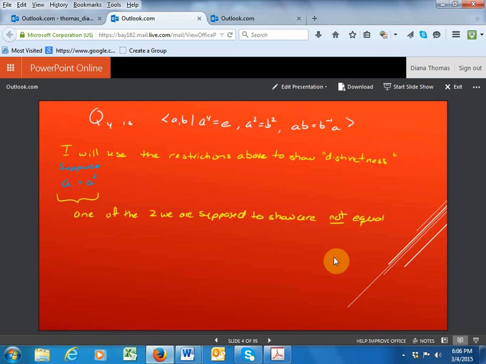Well, I started with: suppose A is equal to A squared. I wanted to show these were distinct, so you're supposed to show they're not equal. It's basically the cancellation law. If they're equal, then I come up with A is equal to E. But then B would be A, and then A and B won't be distinct. But in the presentation up at the top, it clearly says that A and B are distinct elements that generate the whole group. So I came up with a contradiction of the fact that A and B would have to be distinct.